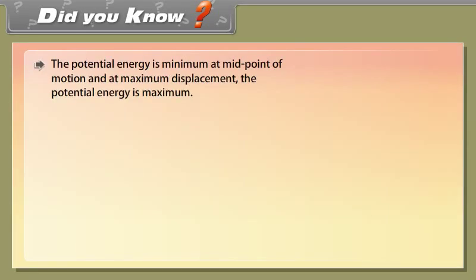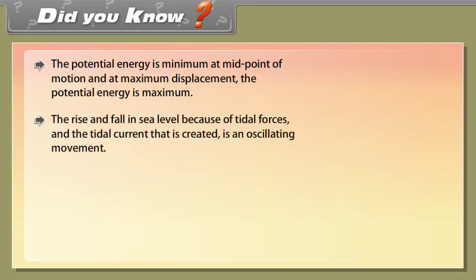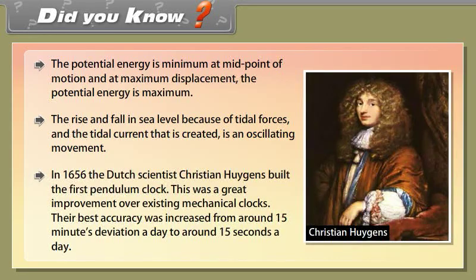Did you know? The potential energy is minimum at the midpoint of motion, and at maximum displacement, the potential energy is maximum. The rise and fall in sea level is because of tidal forces, and the tidal current that is created is an oscillating movement. In 1656, the Dutch scientist Christiaan Huygens built the first pendulum clock. This was a great improvement over existing mechanical clocks. Their best accuracy was increased from around 15 minutes deviation a day to around 15 seconds a day.